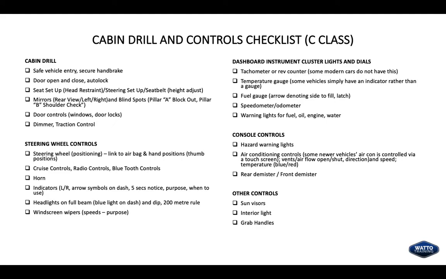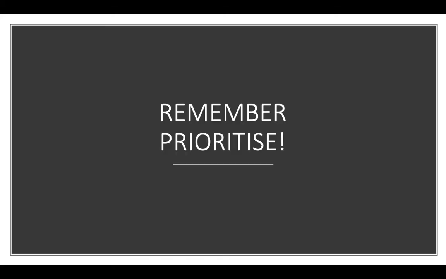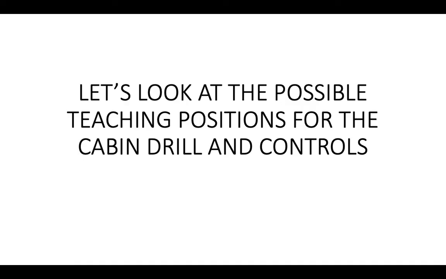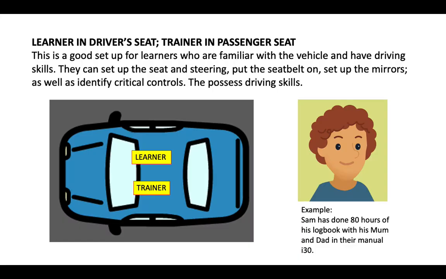Okay, let's take a look at the list here on the cabin drill and controls. So what we've got is the cabin drill, the steering wheel controls, the dashboard instrument cluster lights and dials, the console controls, and other controls. I won't go through every single dot point there because I cover those in other tutorials, but feel free to pause the tutorial at this point if you want to take a look at those items in particular. Remember, prioritize.